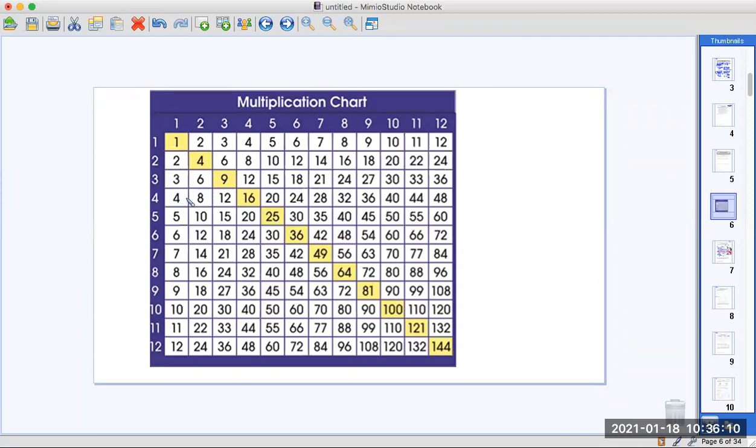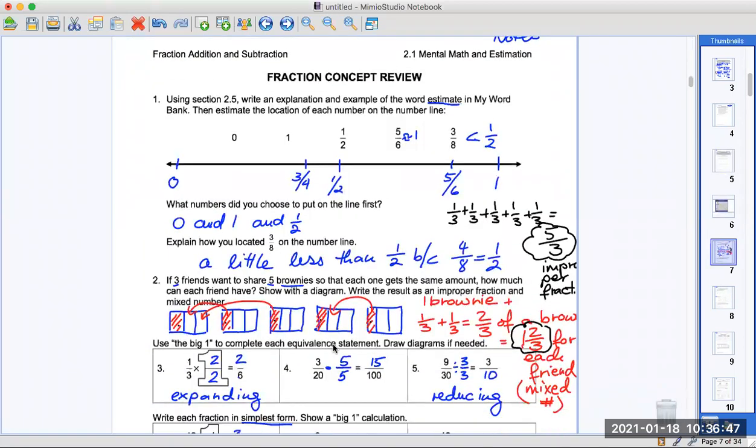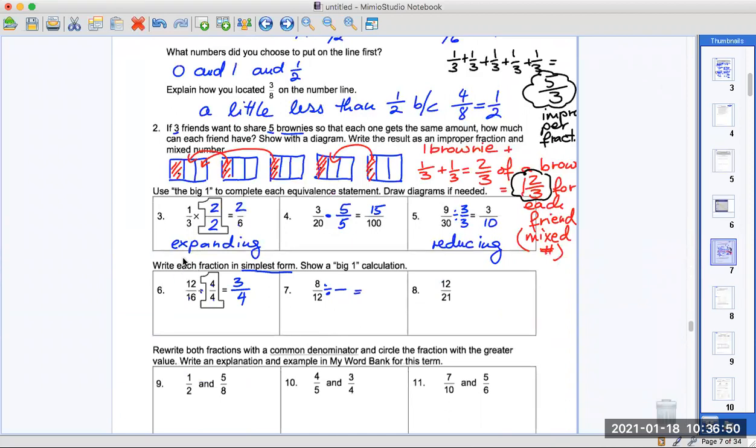I'm trying to figure out how to explain that to you. So 8 is divisible by 4. Do you notice 8 is a multiple of 4? And 12 is also divisible by 4. So I'm looking at this right here. 8 and 12, those are my numbers. They're both divisible by 4. 8 divided by 4 is 2, and 12 divided by 4 is 3. So I can divide top and bottom by 4 and have a reduced form.